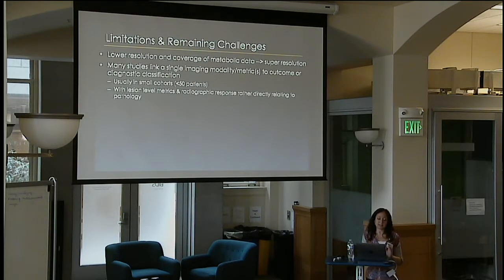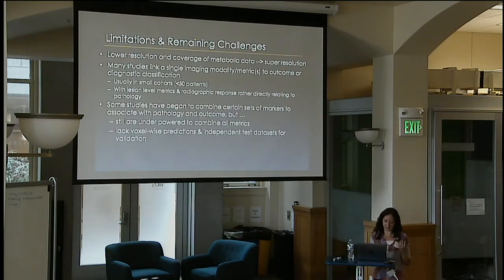Also, many of these studies often use a single imaging metric to relate to outcome or diagnostic classification. These studies are usually performed in small cohorts of less than 50 patients, with lesion level metrics and radiographic response, rather than directly relating to pathology. So your outcome is often based on the response criteria of the anatomical imaging, which we know is limited in itself, and because it's harder to get direct pathology all the time.